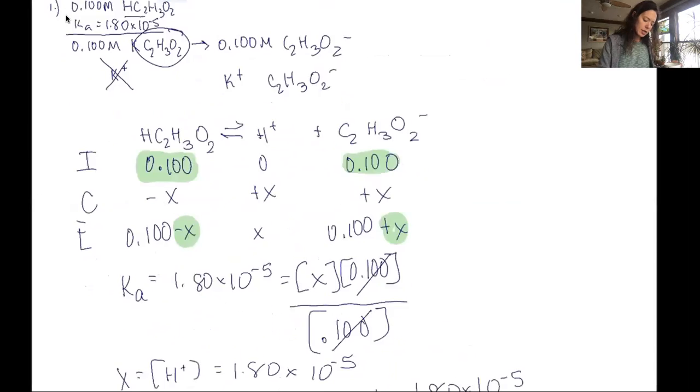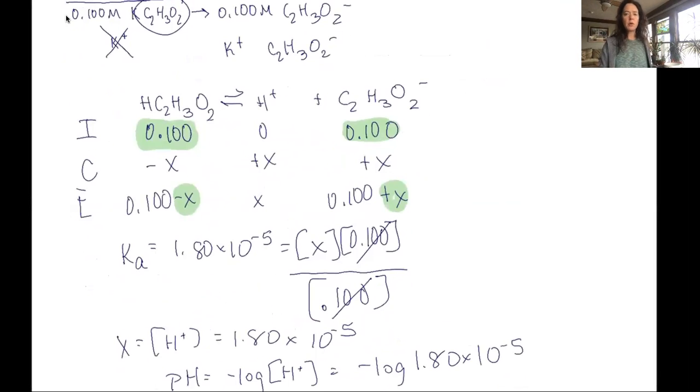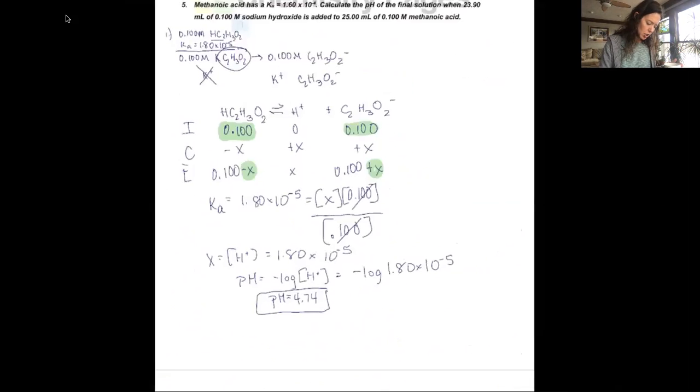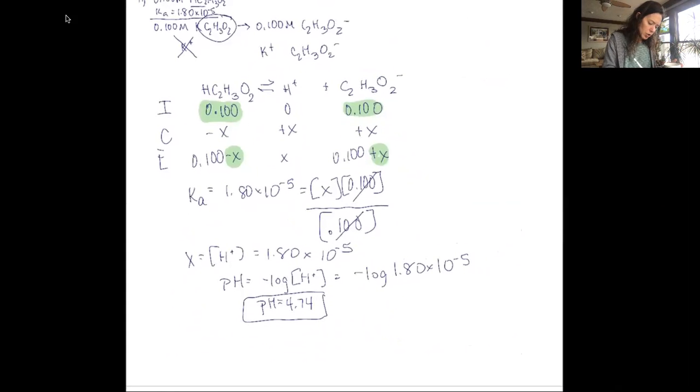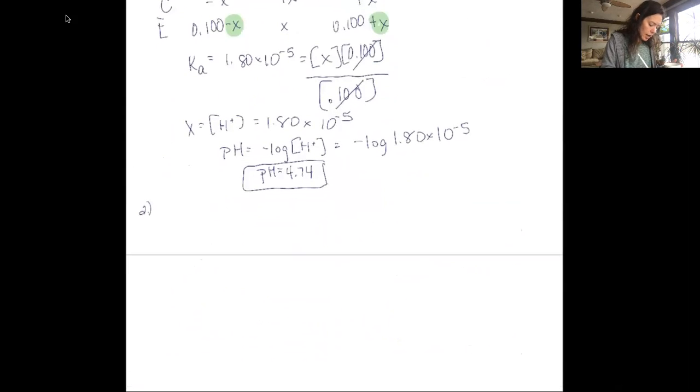That's an ideal situation. It allows for both acids and bases to be absorbed without the pH changing much. Let's go ahead and look at number 2.